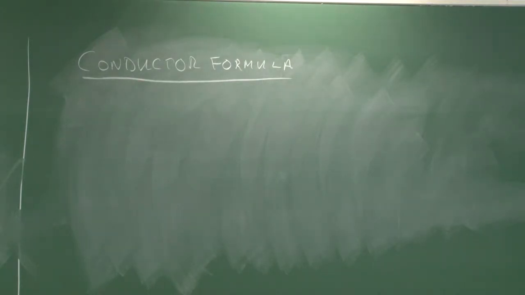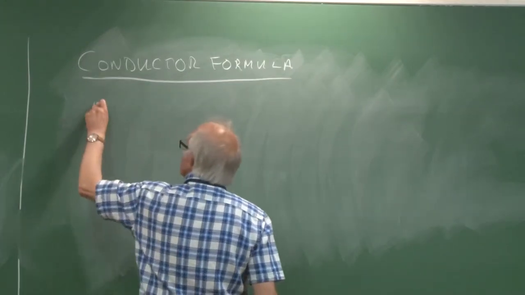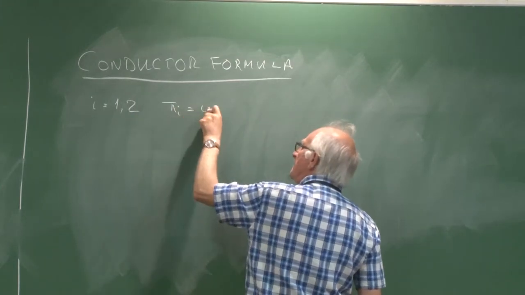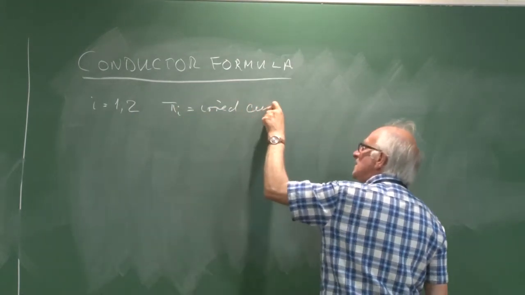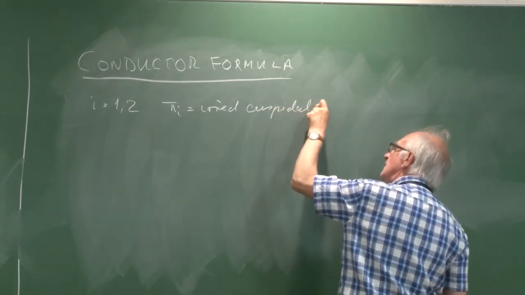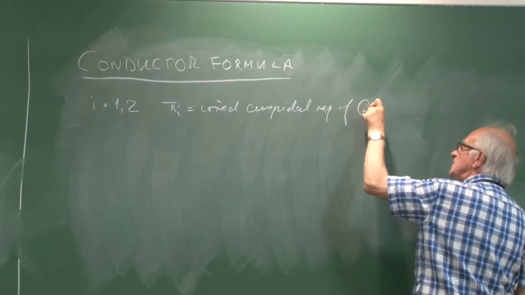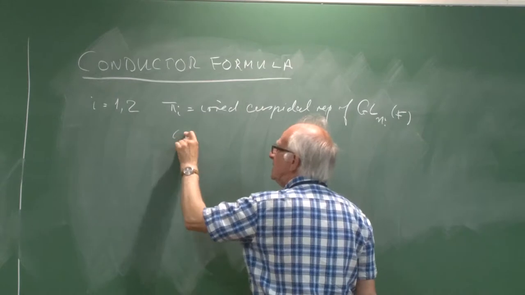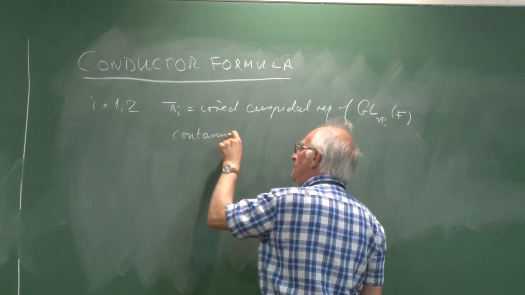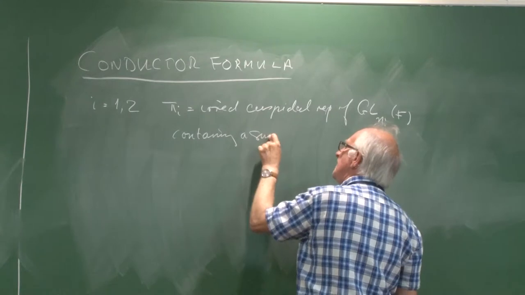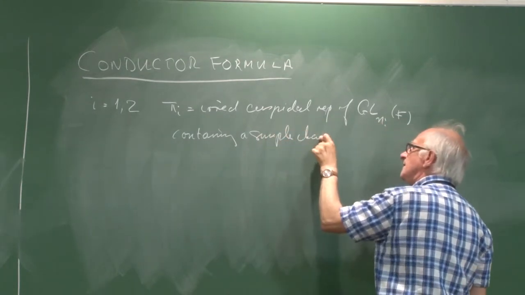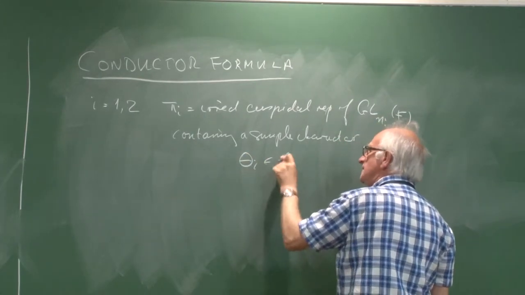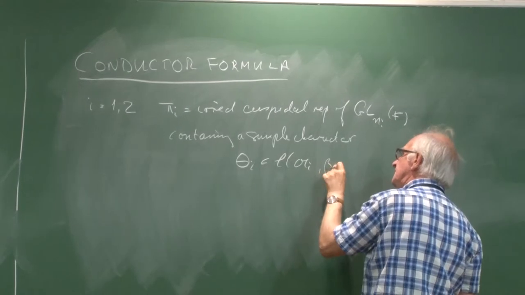For this I'm going to want, for I equals 1, 2, I want pi I to be an irreducible cuspidal representation of GLNIF. And I want it to contain a simple character, theta I, C of A I, theta I.